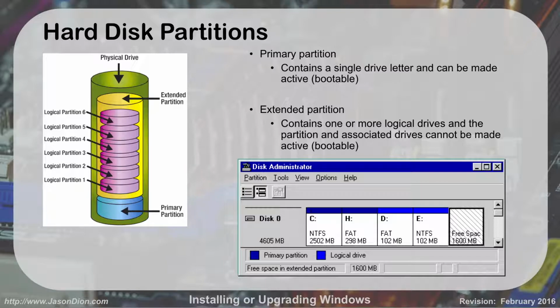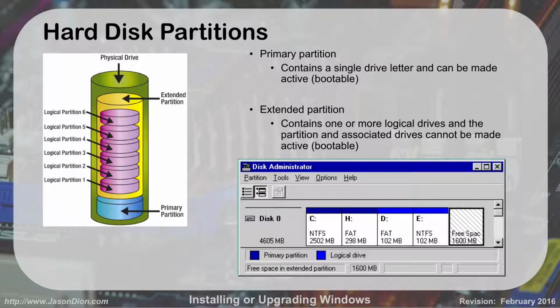I also have a primary H drive. C and H are both primary partitions, and then D and E are both logical partitions based on this color scheme. And then I have free space at the end of the disk. This is all one big disk that was 4 gigabytes in size, and I've split it into 5 different pieces. That's all a partition is: splitting something into smaller pieces.